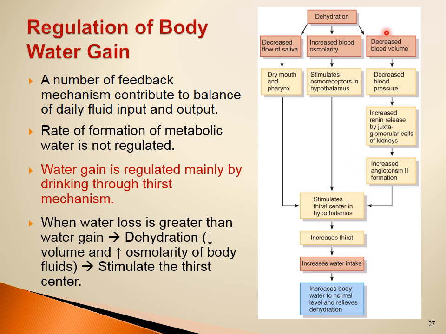Also, decreased blood volume will decrease the blood pressure, and this in turn will increase the release of renin from the juxtaglomerular apparatus of the kidney, and this will lead to increased angiotensin II formation. Again, this will stimulate the thirst center in the hypothalamus.